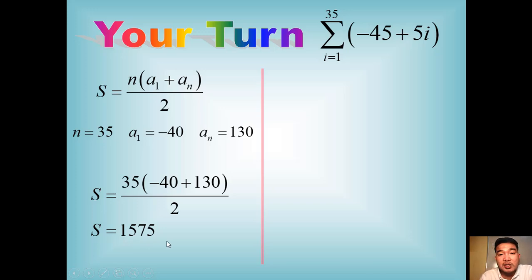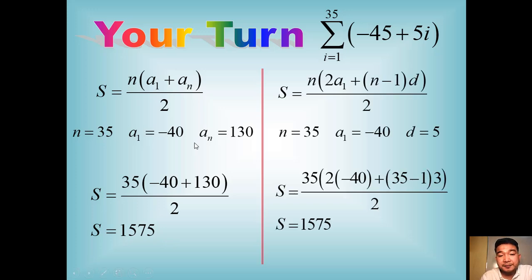What if we would want to use another formula? So we need to have our common difference. We need to get the first two terms. So the first term is already negative 40. Let's solve for the second term, where i is equal to 2. So 5 times 2 is 10. So negative 45 plus 10 is equal to negative 35. So we have negative 40, then negative 35. Negative 35 minus negative 40 is positive 5, which is the common difference.